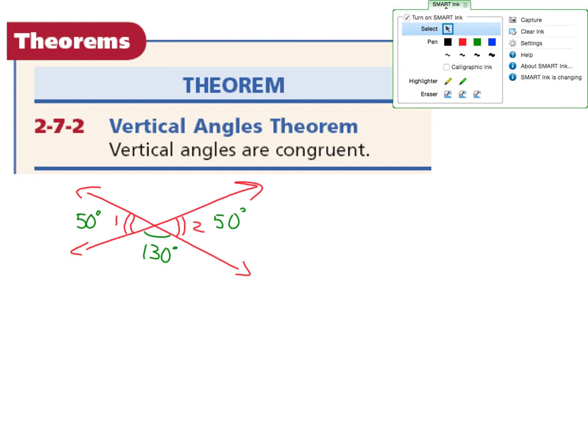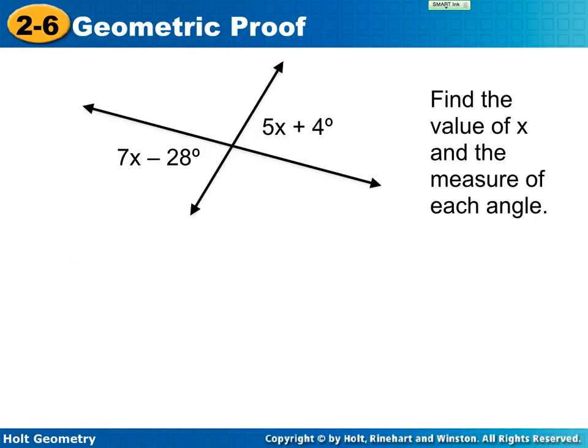Example, find the value of x and the measure of each angle. Do we have vertical angles? Yeah, they're across from each other, formed by two lines. So the theorem said vertical angles are congruent. Think what that means. Okay, set up your equation then. Figure out what x is. You want their measures to be equal for them to be congruent.